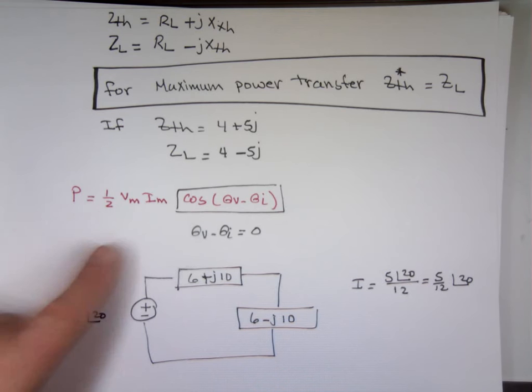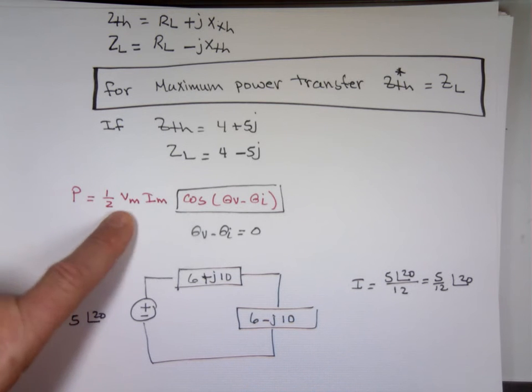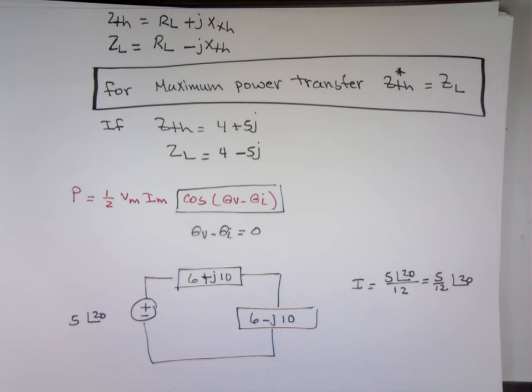What is it? Average power, 1/2 V max I max cosine of theta V minus theta I. Will that be average? Yep, instantaneous, once you know what they are.